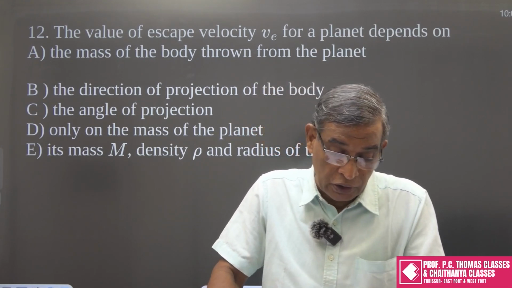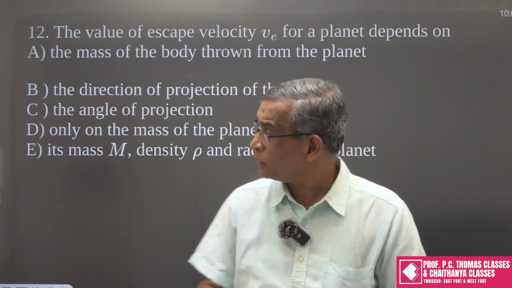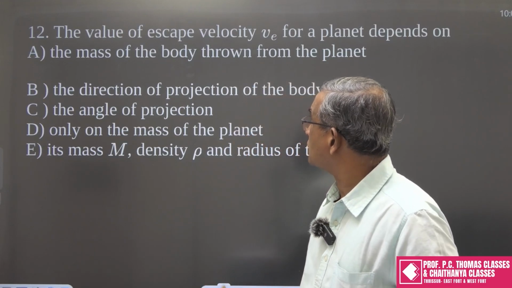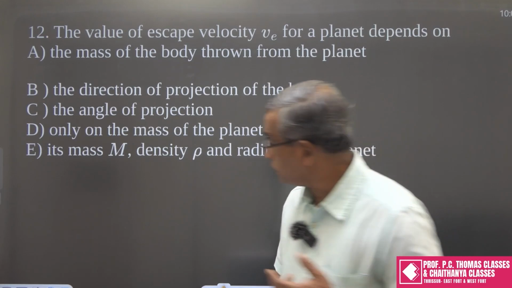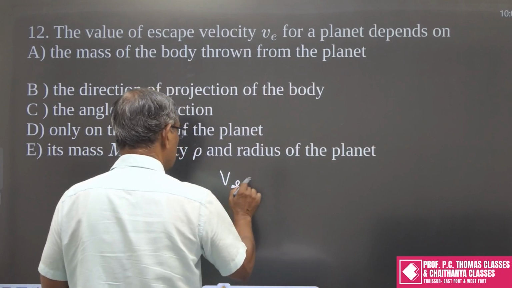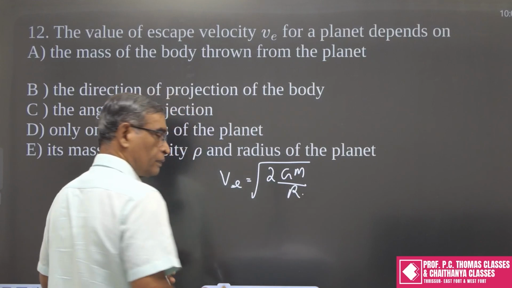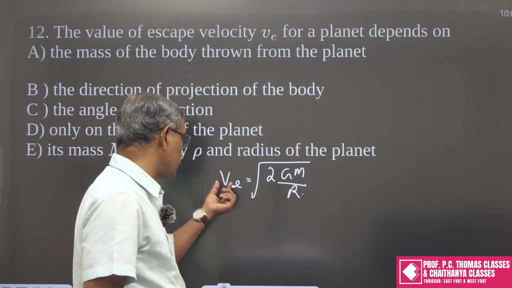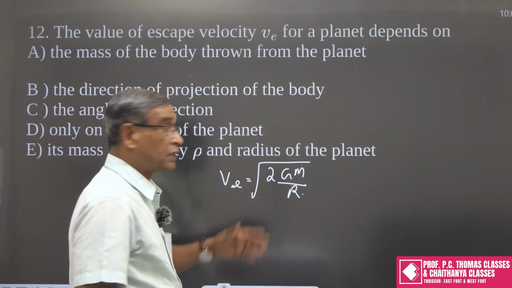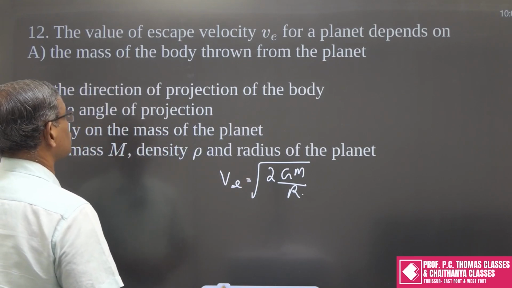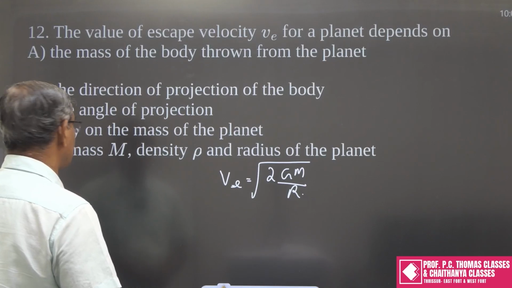The value of escape velocity V of a planet depends on. For a given planet, the value of escape velocity V depends on. Now, escape velocity formula is root of 2GM by R. Here we can say escape velocity depends on mass and the radius of the planet. Mass of the thrown body, direction of projection of the body, angle of projection, only on the mass of the planet.